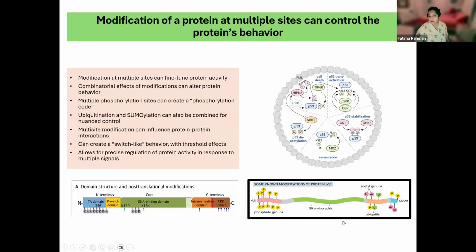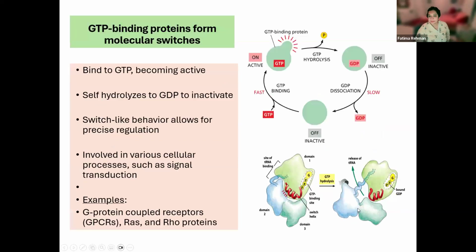Here again, you see another example of the different modifications that happen. The 50 amino acids in the center DNA binding domain core are the DNA binding site within the core of the protein. Here you have different phosphorylations that can happen. In the tetramerization domain, you have the acetyl groups, you have the ubiquitination groups, you have the phosphorylation, and then in your CRD domain, you have acetylation and phosphorylations. Each one of these will have their own function to control whether the protein is stabilized, activated, or interacting with one or more of these binding partners.